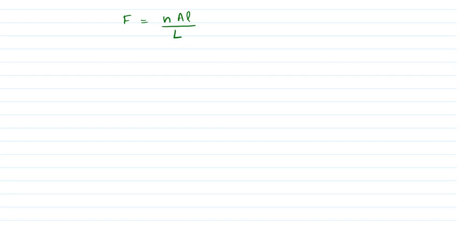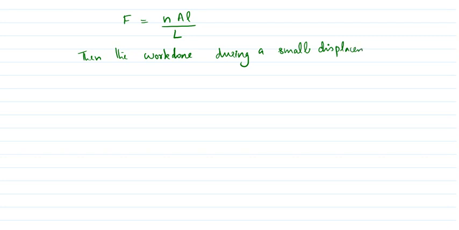This is the equation. Then the work done during a small displacement, here we will consider dl. Displacement dl is dW equal to F into dl. So F is n into A l divided by L into dl. So this is the equation.